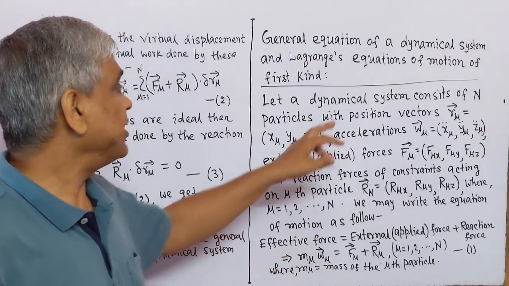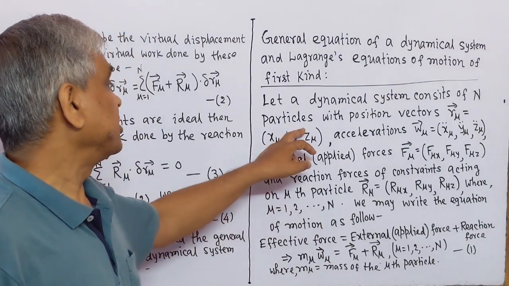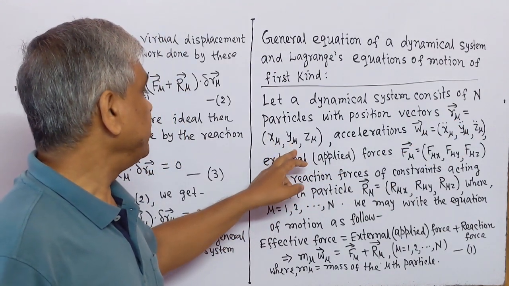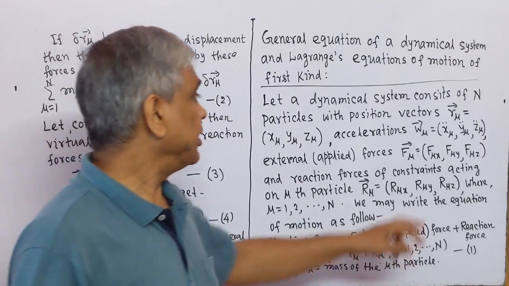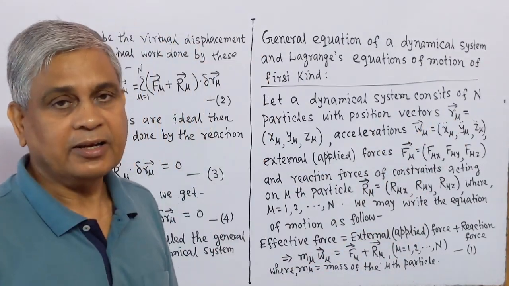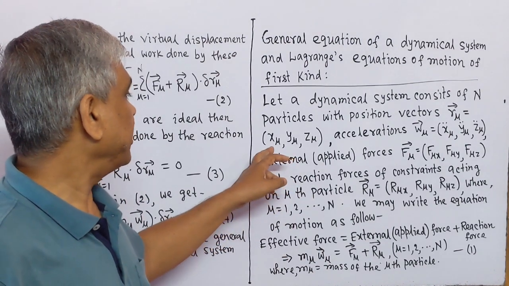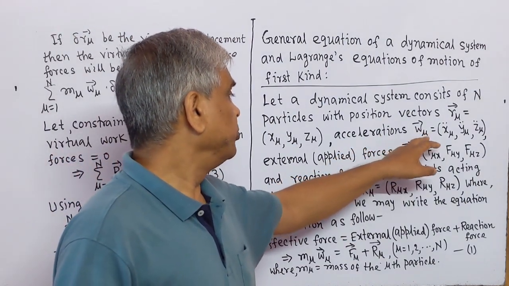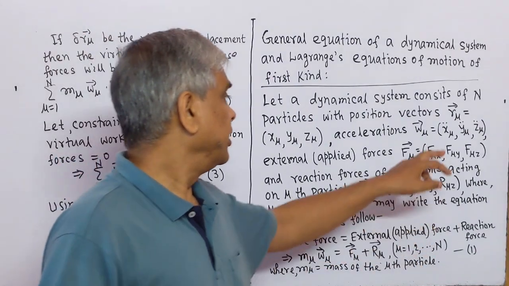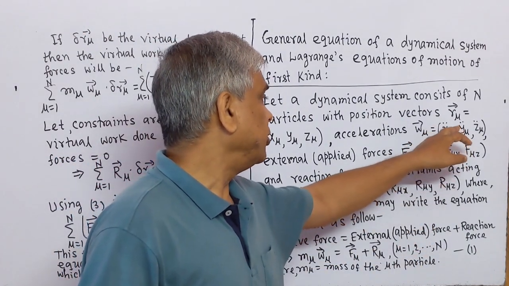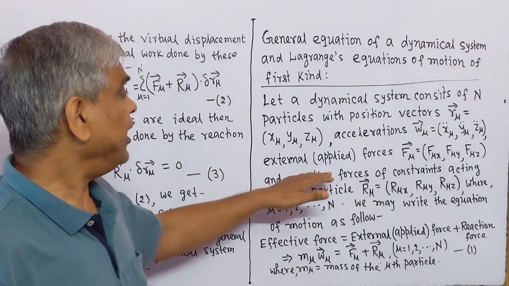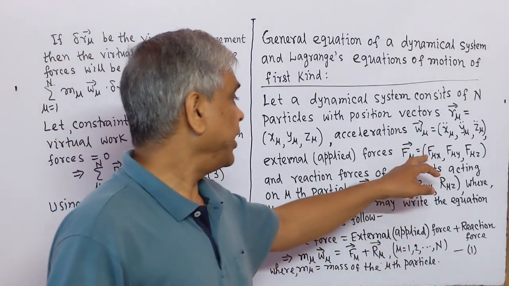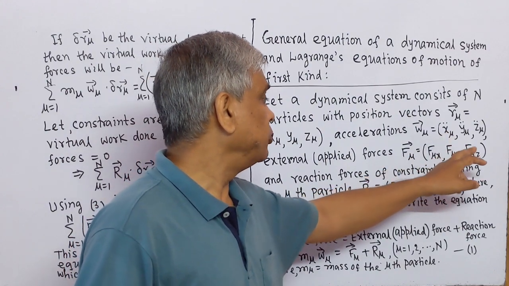Let a dynamical system consist of n particles with position vectors r_mu, with components x_mu, y_mu, z_mu. r_mu is the position vector of the mu-th particle. The accelerations are w_mu vector, with components x_mu double dot, y_mu double dot, z_mu double dot. External applied forces are f_mu vector, with components f_mu x, f_mu y, f_mu z.